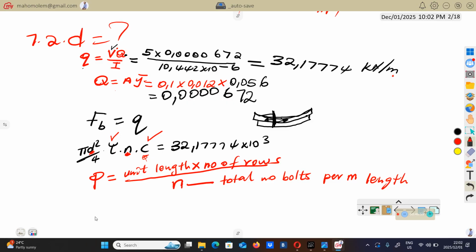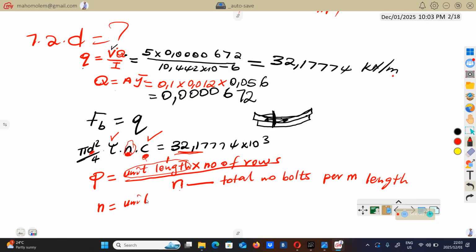So now we're looking for this n here. Since this is the shear flow per meter length, this n here will have to be the number of bolts as well per meter length. To have the n per meter length, we have to use 1. The unit length must be 1 here. Then we'll have the number of bolts for 1 meter length.